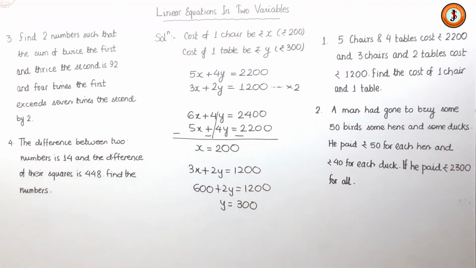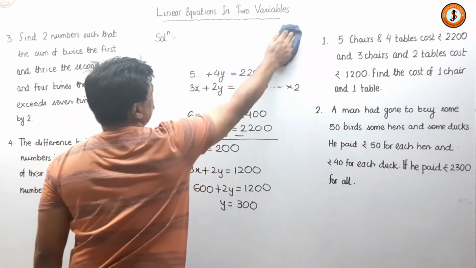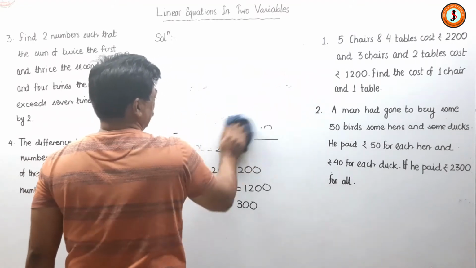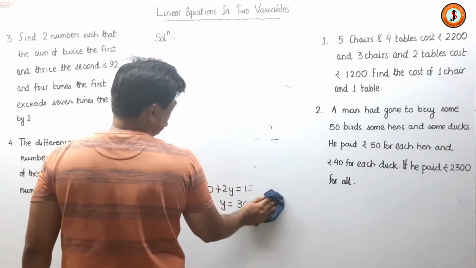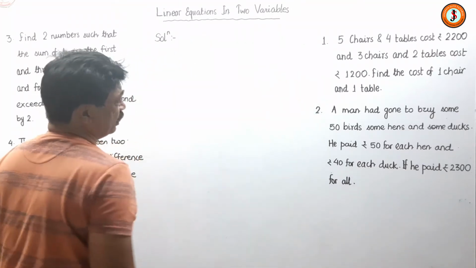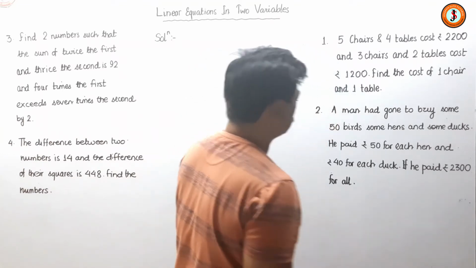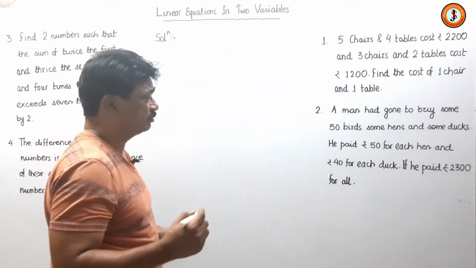I'll just rub off the board over here to get some board space. Now same thing over here. Normally some of these questions will be of the same type. Now this is also almost the same. A man had gone to buy some birds, 50 birds, some hens and some ducks.